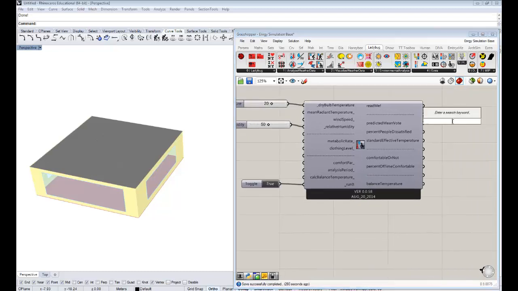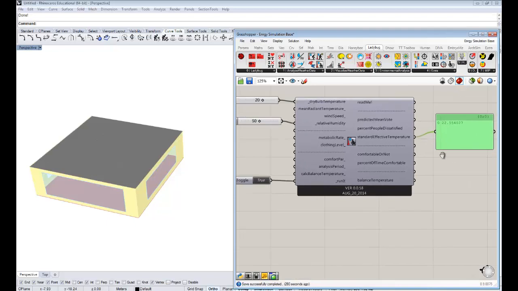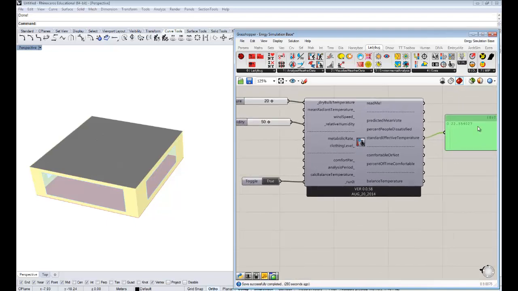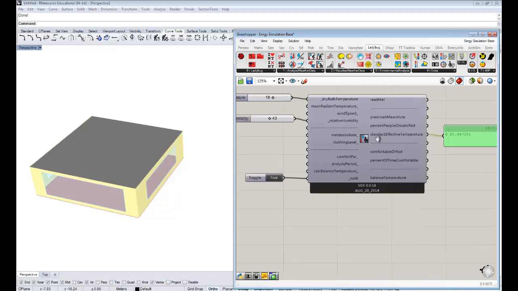And then you see we get out of this a standard effective temperature of what it feels like. And so you see it's a bit different than the UTCI. UTCI would probably tend to stay closer to 20. But you can see it can change a bit with these parameters in the same way that UTCI changes.